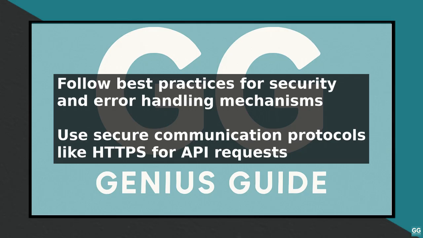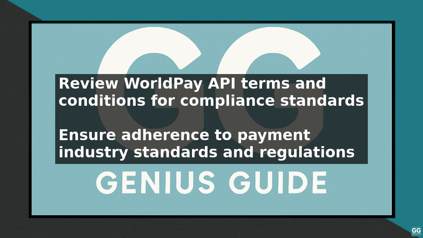When using the WorldPay SOAP API, it is essential to follow best practices for security and error handling. This includes using secure communication protocols, such as HTTPS, and implementing robust error handling mechanisms to handle any errors that may occur during the API requests. Additionally, make sure to review the WorldPay API terms and conditions, as well as any applicable laws and regulations, such as the Payment Card Industry Data Security Standard, to ensure compliance with payment industry standards.